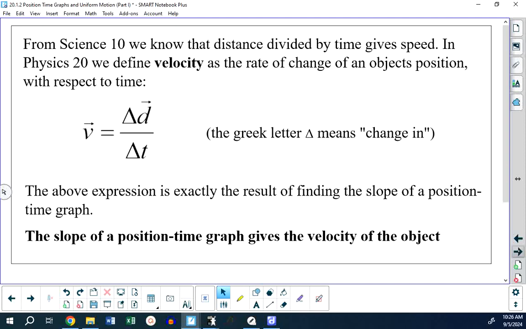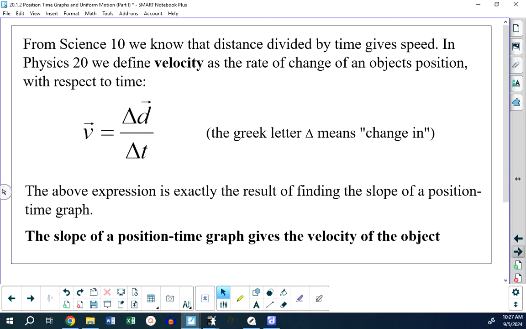From Science 10, you know that distance divided by time gives speed. In Physics 20, we define velocity as the rate of change of an object's position with respect to time. I know this is only the beginning of grade 11 for most of you. But how many of you are planning on taking calculus next year? Maybe. This with respect to time thing is important. It tells you that time is the thing you're dividing by.